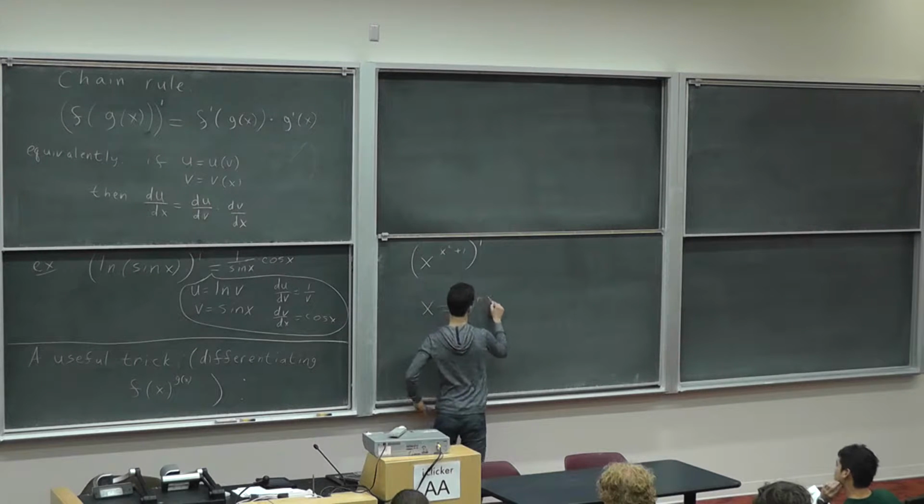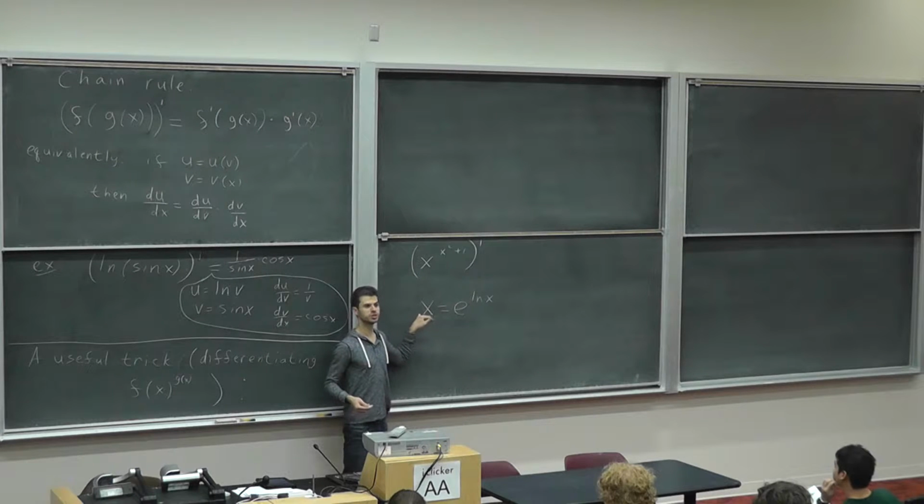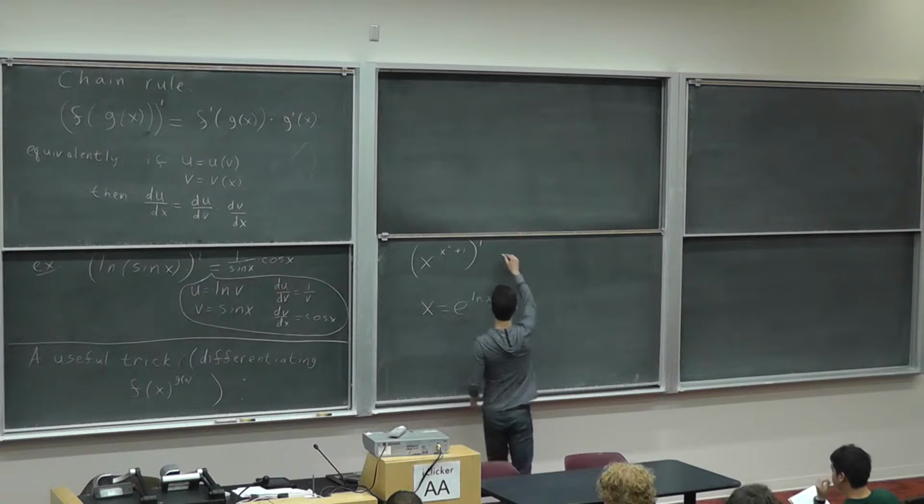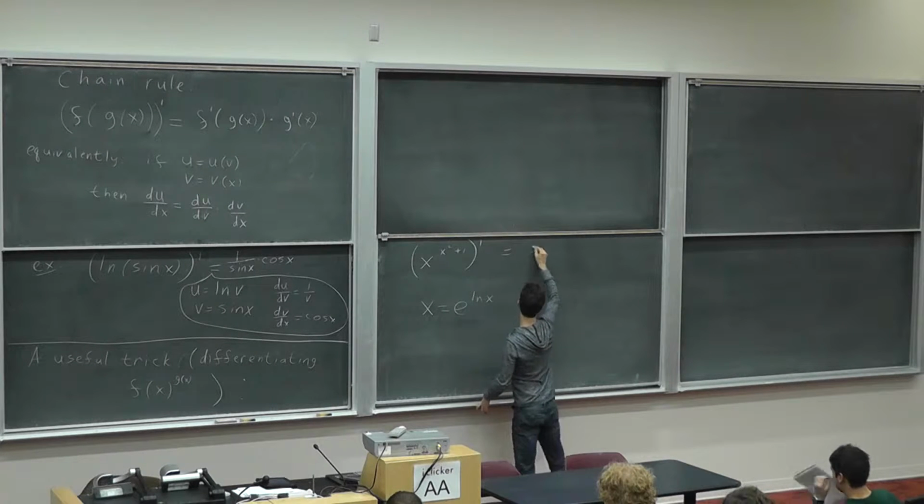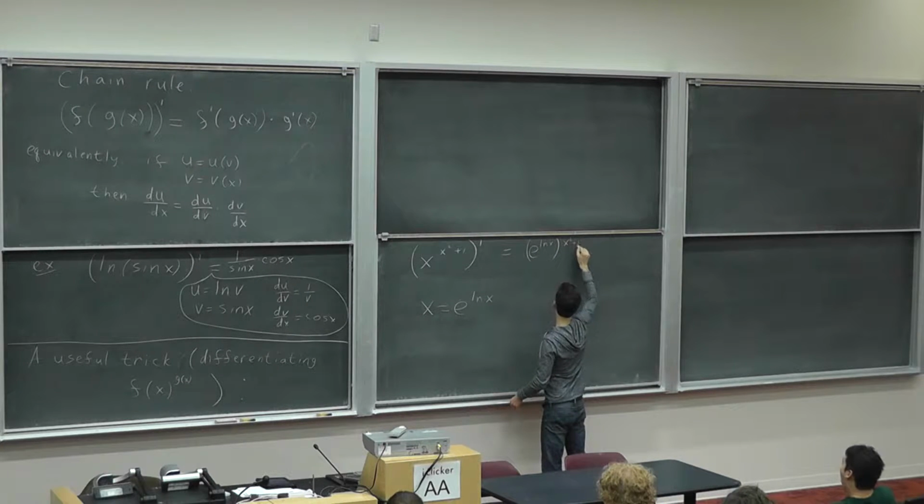Logarithm of x. By definition, the logarithm of x is the power to which you should raise e to get x. Okay? So let's use this. Let's rewrite this as e raised to the power ln x, then raised to the power x squared plus 1, and then take the derivative.